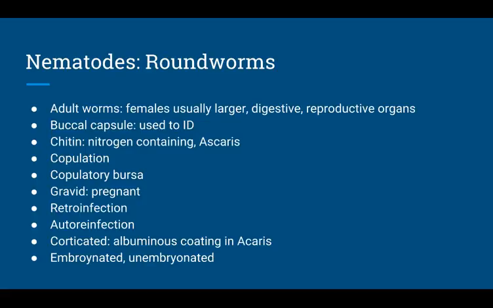An autoreinfection is when the patient infects themselves. The example is the pinworms that get on the outside of the anus, and because it itches, the patients may scratch it and transfer it to their mouth or somewhere else. Corticated is the outer mammillated albuminous coating seen in Ascaris. Embryonated means that the egg's fertilized, and unembryonated means that it's not.